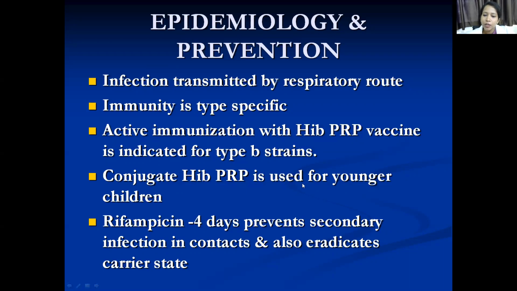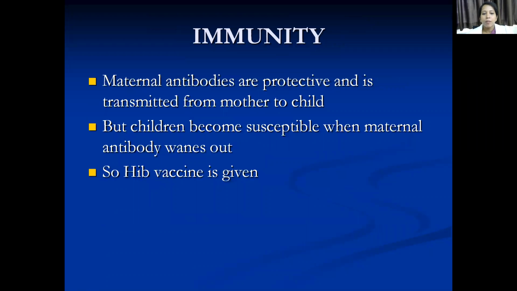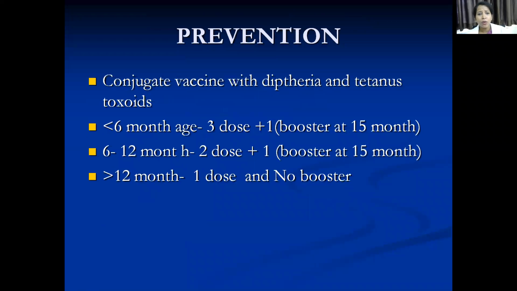Conjugate vaccines are used for younger children. The maternal antibodies are protective and are transmitted from mother to child, so the mother also contributes to the antibodies. But slowly the antibodies wane out, and then the child becomes susceptible to Haemophilus. So the Hib vaccine is given. What is the schedule of the Hib vaccine?